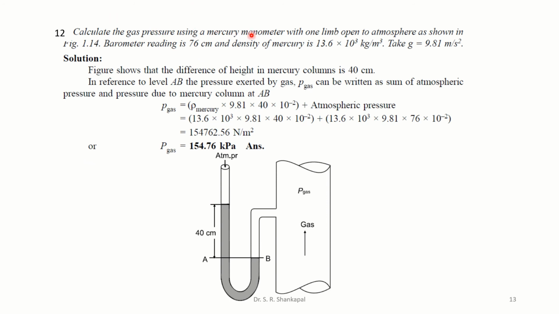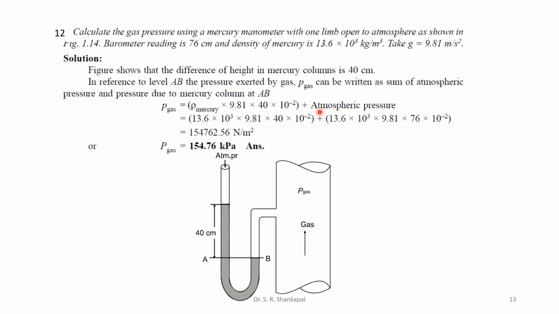Calculate the gas pressure using a mercury manometer with one limb open to the atmosphere. As shown in the figure, the barometer reading is 76 centimeters, that is the atmospheric pressure. Density of mercury is given, take g as 9.81. A gas is flowing, you connect a manometer, and the gas pressure acts on this mercury, because of that it is rising up, so we have to find out the total pressure.